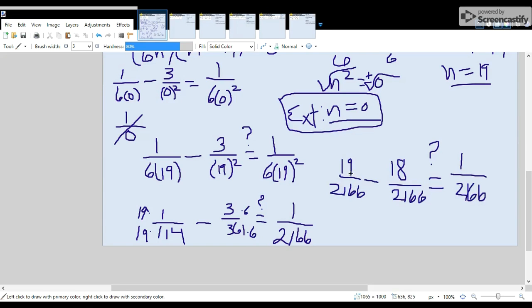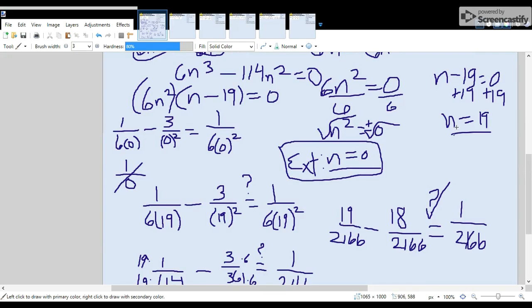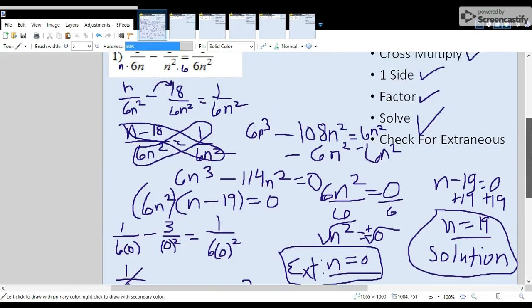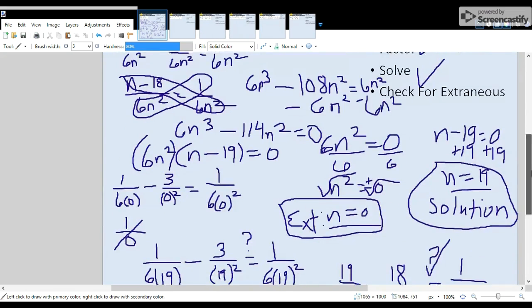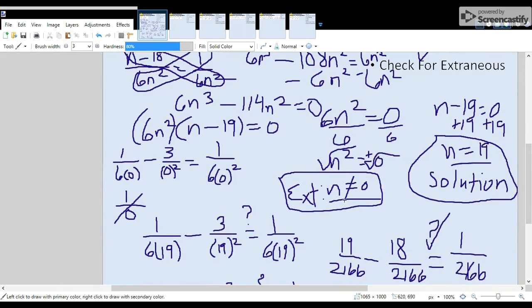Okay, when you multiply those out, you should get 19 over 2,166 minus 18 over 2,166 is equal to 1 over 2,166. Well, 19 minus 18 is 1, so yes, that works. So n equals 19 is a solution. So our answers would be n equals 19 is our real solution, and n equals 0 is our extraneous.